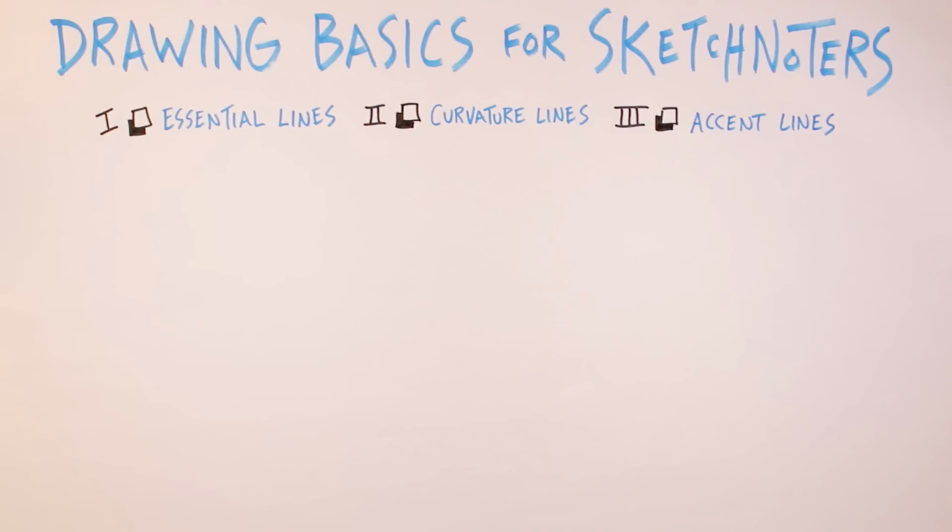That refers to the minimum number of marks required to create a recognizable object on the page. I use the term essential because these are the only ones that you have to draw. You can skip curvature lines and accent lines if you want, but you can't skip the essential lines. So as we look at each of these 4 objects, our goal will be to identify what parts of those objects are the lines that we must draw in order to create a recognizable representation of that object on the page. For the ruler, that's pretty simple.